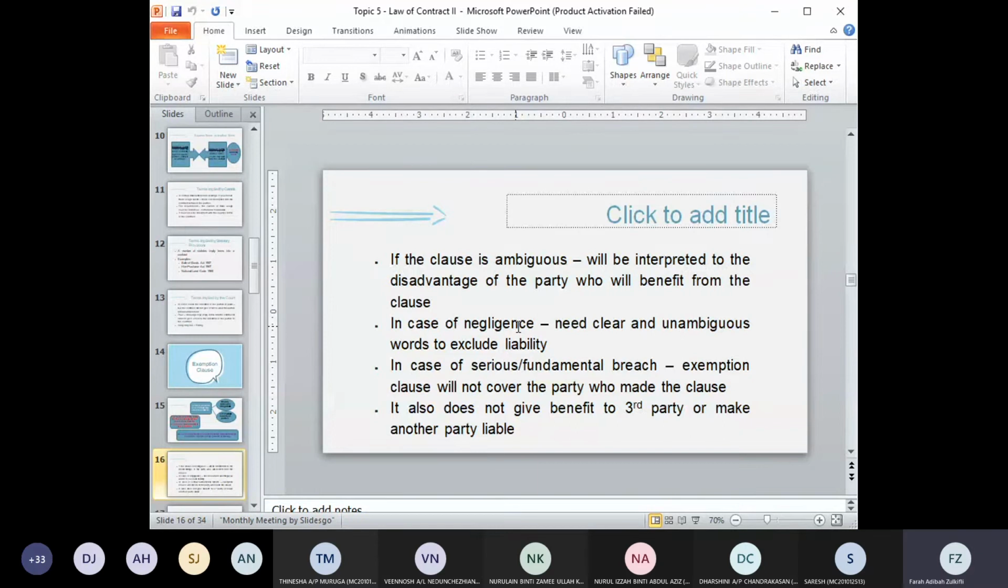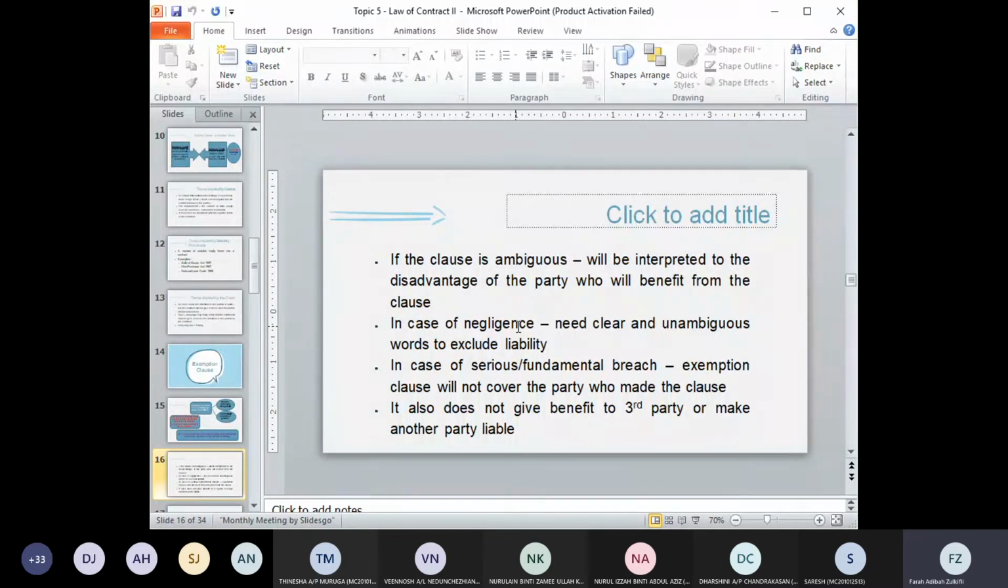If the clause is ambiguous or vague, it will be interpreted to the disadvantage of the party who will benefit from the clause, because the court does not want the other party to unfairly benefit from an exemption clause. So if there is an issue of negligence, it is also clear that the exemption clause must have clear and unambiguous words. If the clause is vague, the court can still put liability on the person who relies on the exemption clause.